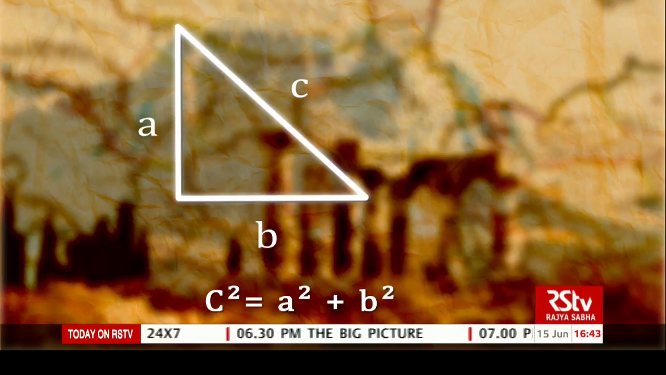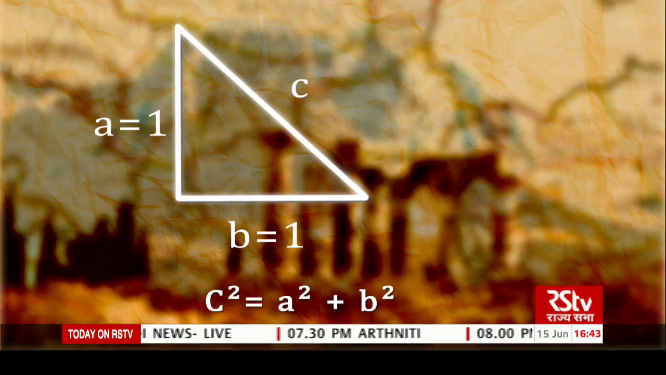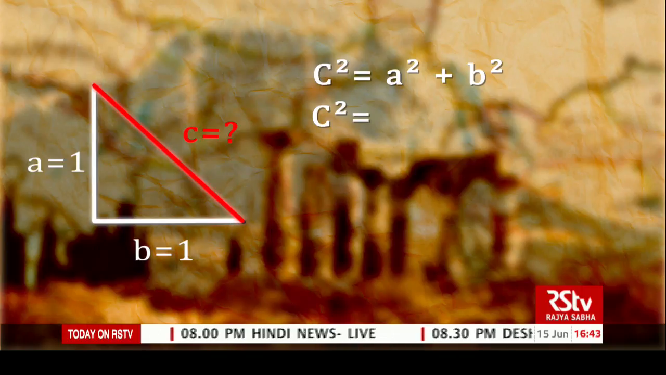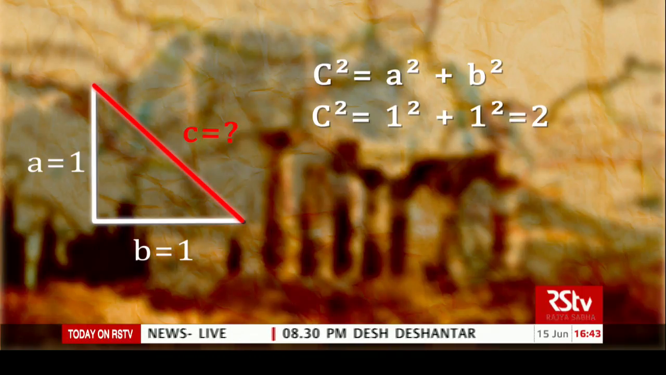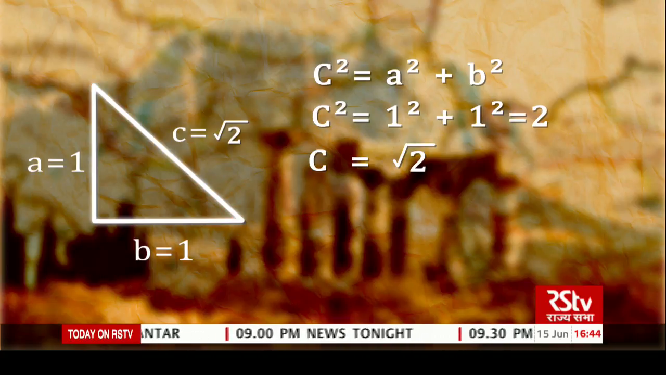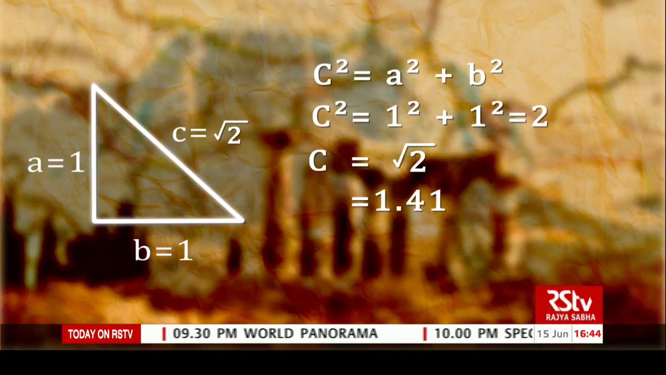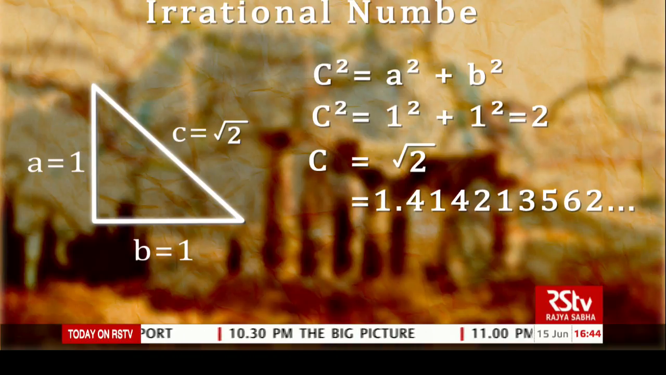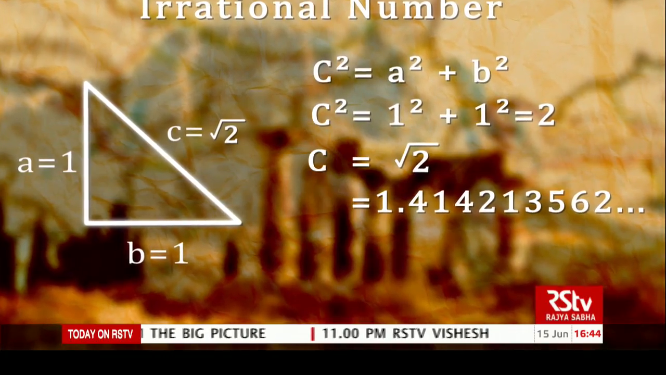other sides. Now, when the Pythagorean theorem is applied to a triangle where both sides measure 1, let's see what happens to the hypotenuse. C square is equal to 1 square plus 1 square, which is equal to 2. And that means C is the square root of 2. Now when you calculate the square root of 2, you get 1.414213562 and so on, where the digits go on endlessly with no pattern. This is an irrational number.